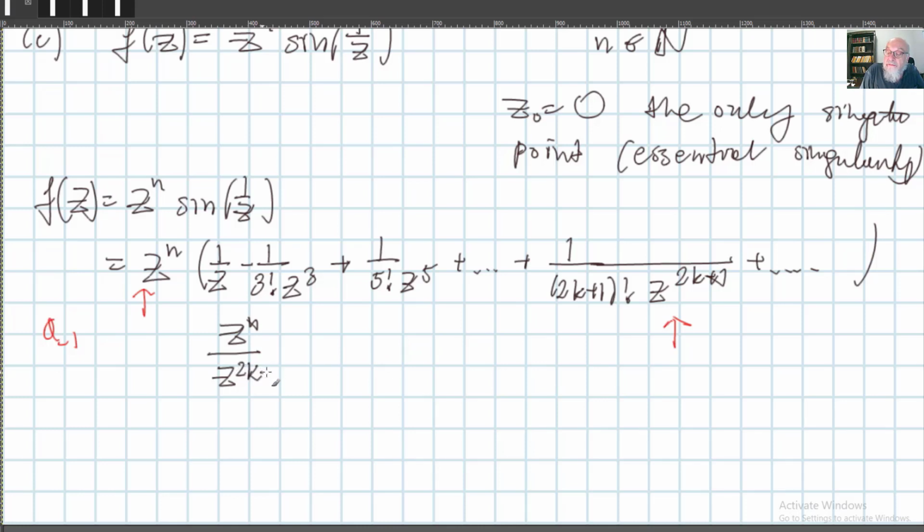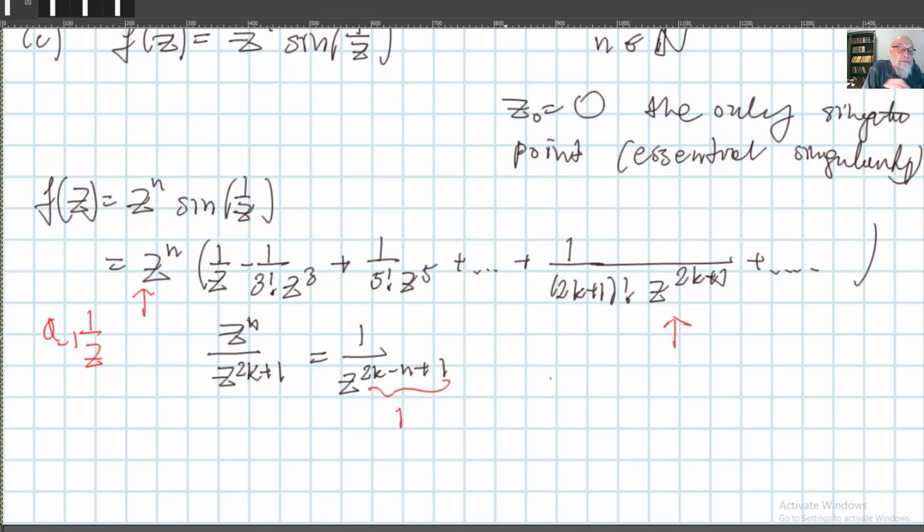Sorry, k plus 1. So this is equal to z. I write it down differently. I prefer to write it down like this, 1, and this will be z to the power 2k minus n plus 1. So this must be the power, you see, standing by the z. So that must be equal to 1.